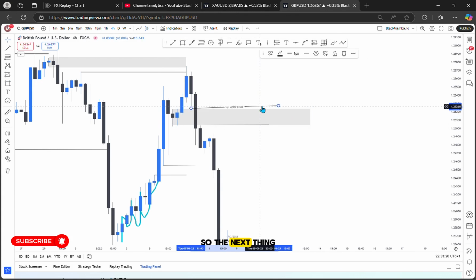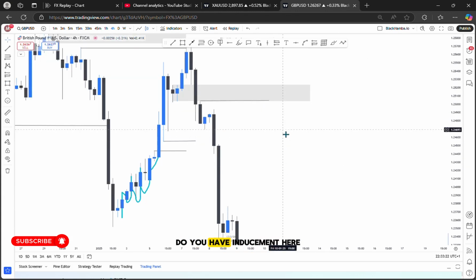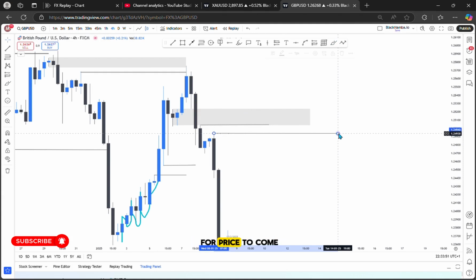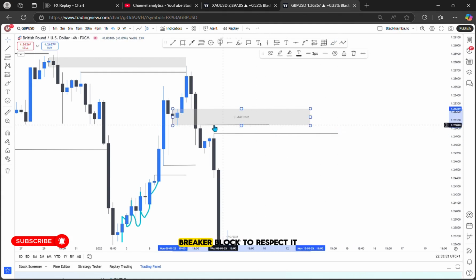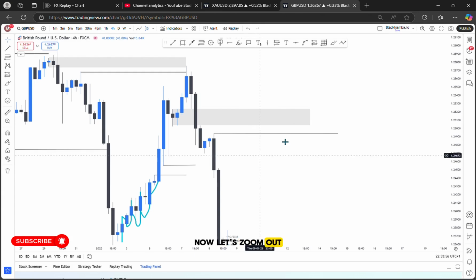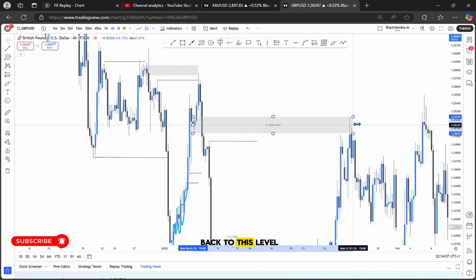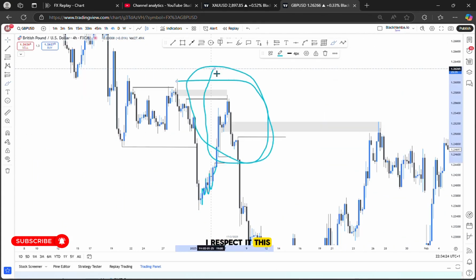So the next thing we need is inducement. Do you have inducement here? Yes, we have an inducement. This incomplete pullback is our inducement, and we'll be waiting for price to come back to this breaker block to respect it. Now let's zoom out and see if price comes back to that level. You see, price came back to this level and respected it. This is a valid example of a breaker block.